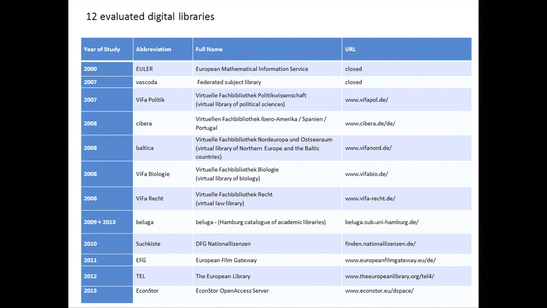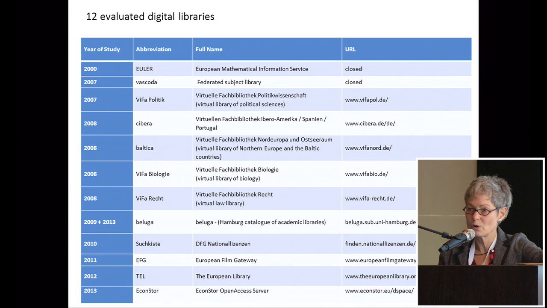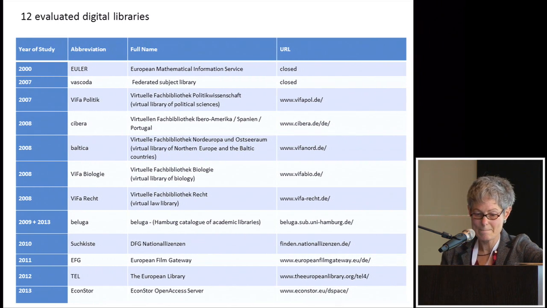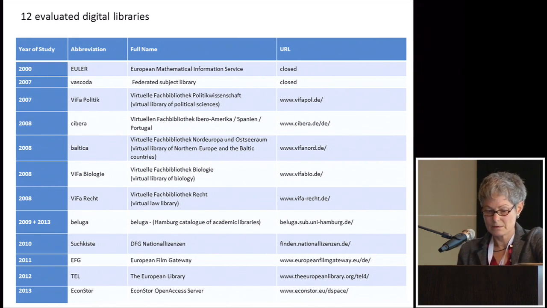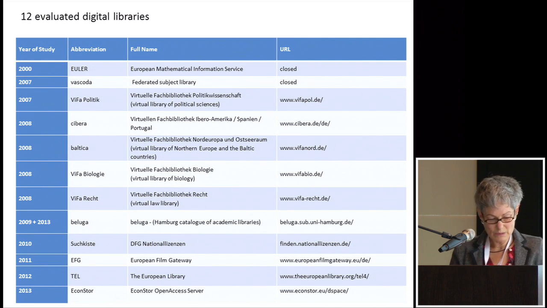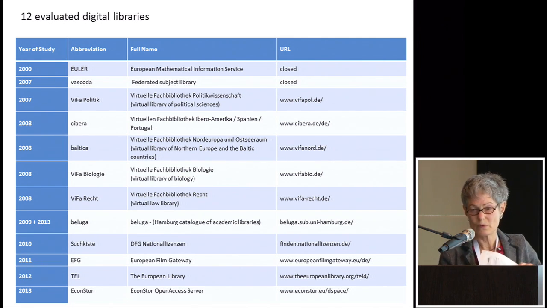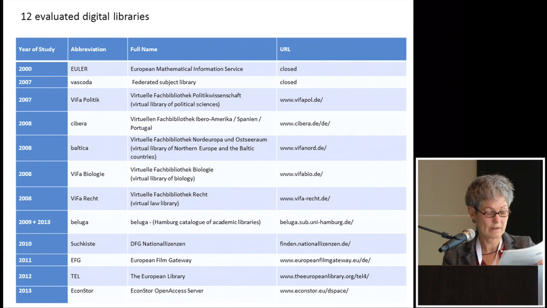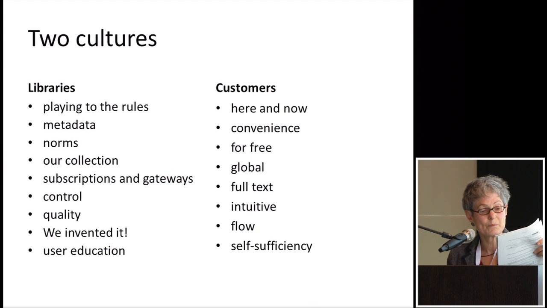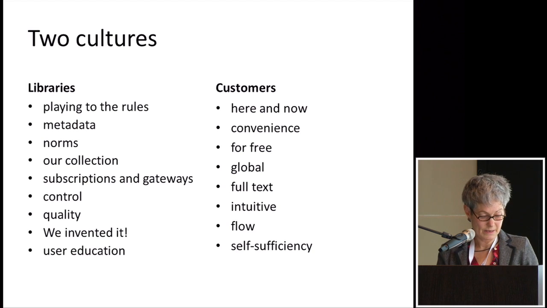These are the 12 evaluated digital libraries of the last years. You might know some of them. Some of them don't exist any longer for good reasons. And I would like to, instead of listing all our findings, show you just a few typical examples that represent plenty of usability problems that reoccurred again and again.